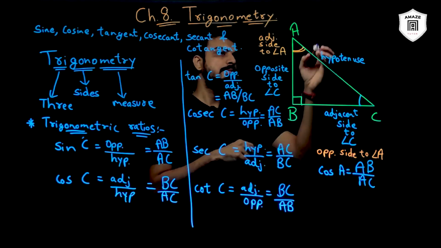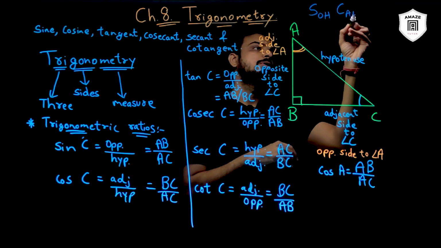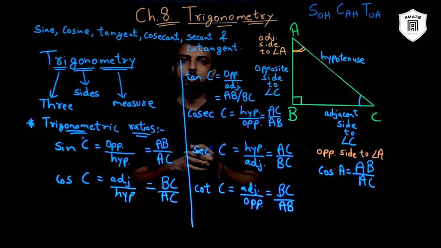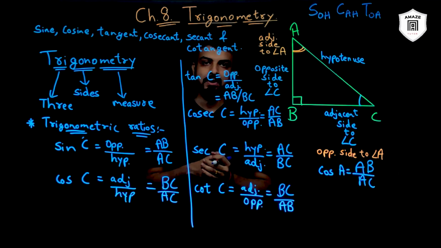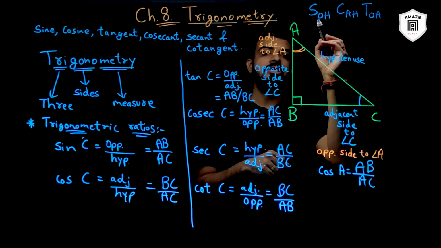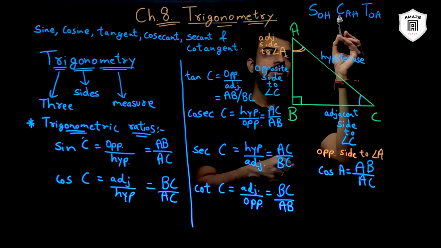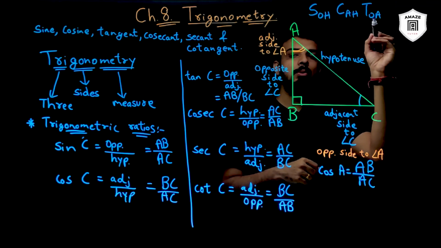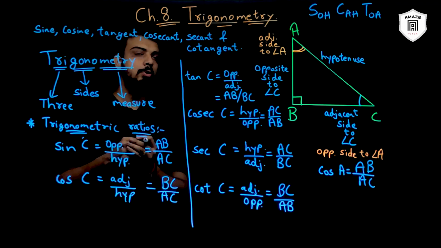Let me write down here. SOHCAHTOA. Okay, this will help you to remember 3 trigonometric ratios. SOHCAHTOA is, S stands for sine, sine is, O stands for opposite, H stands for hypotenuse. So sine is opposite upon hypotenuse. C stands for cos, cos is adjacent upon hypotenuse. And T stands for tan, tan is opposite upon adjacent. So SOHCAHTOA. In this way, you can remember it.